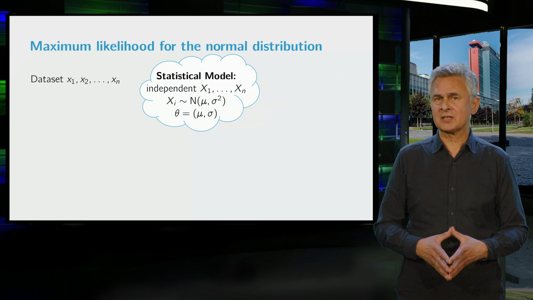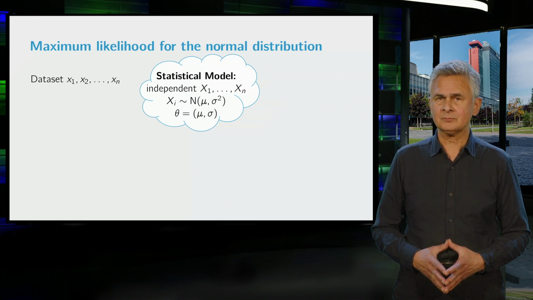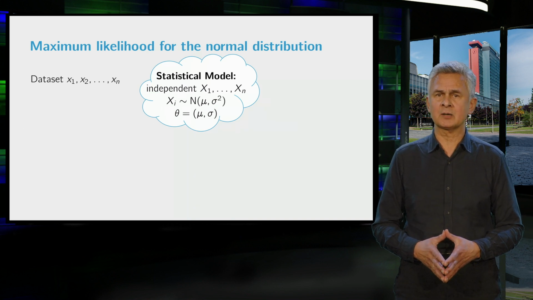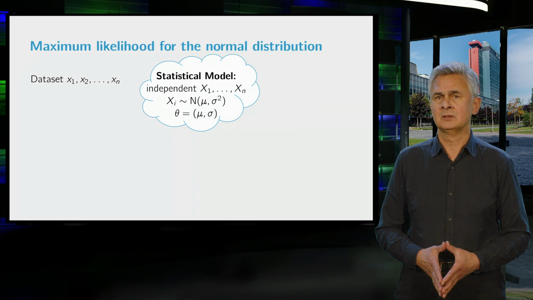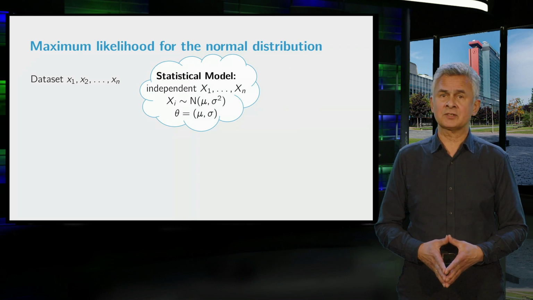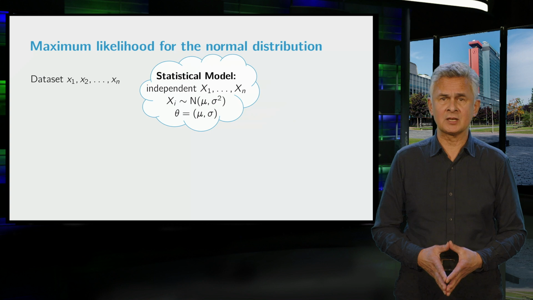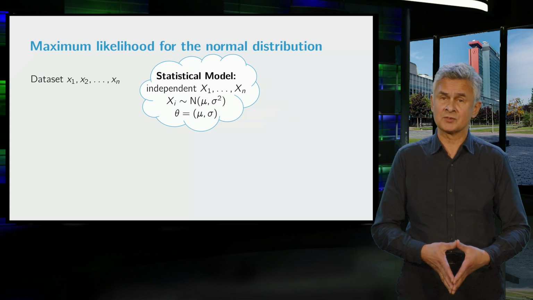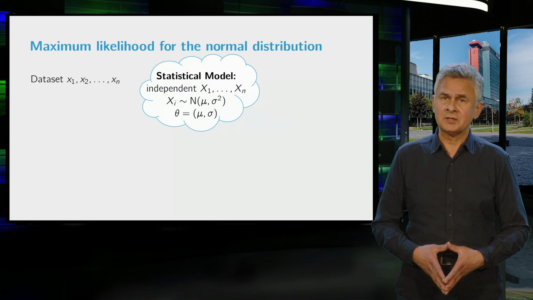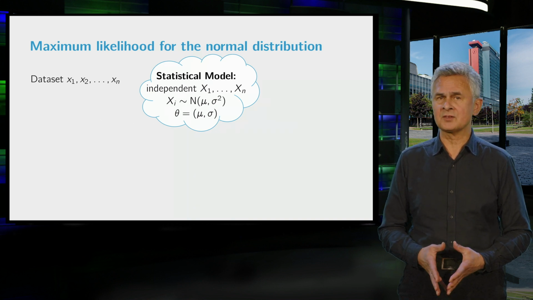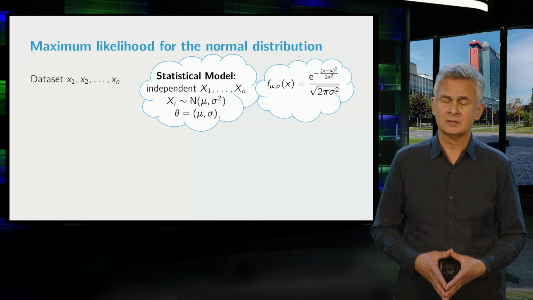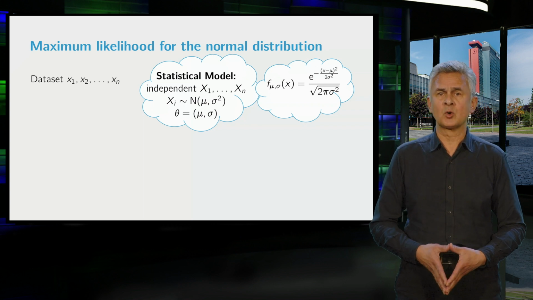Next, let us consider a slightly more complicated situation. Suppose we have a data set that is modeled as the realization of independent random variables with a normal distribution. The model distribution is characterized by two parameters, mu and sigma. So here the role of theta is played by the vector mu comma sigma. Now the density depends on mu and sigma in this way. So in this case, the likelihood is a function of two parameters, mu and sigma, and is given by the following product of normal densities.